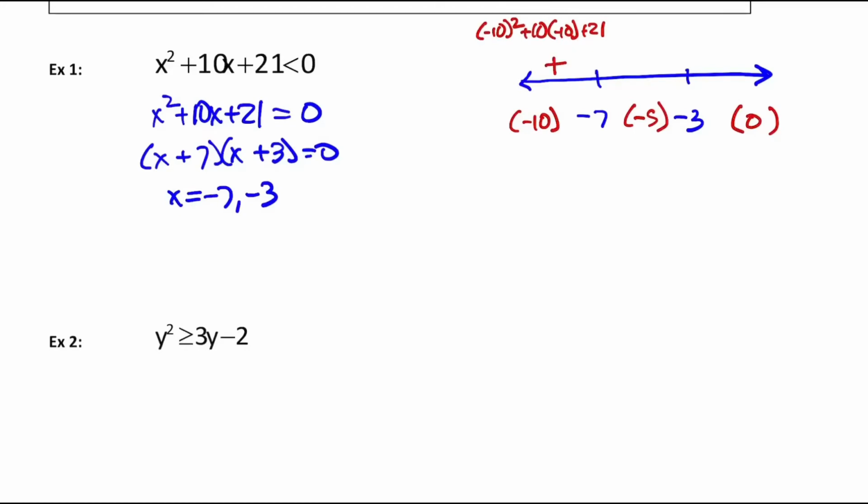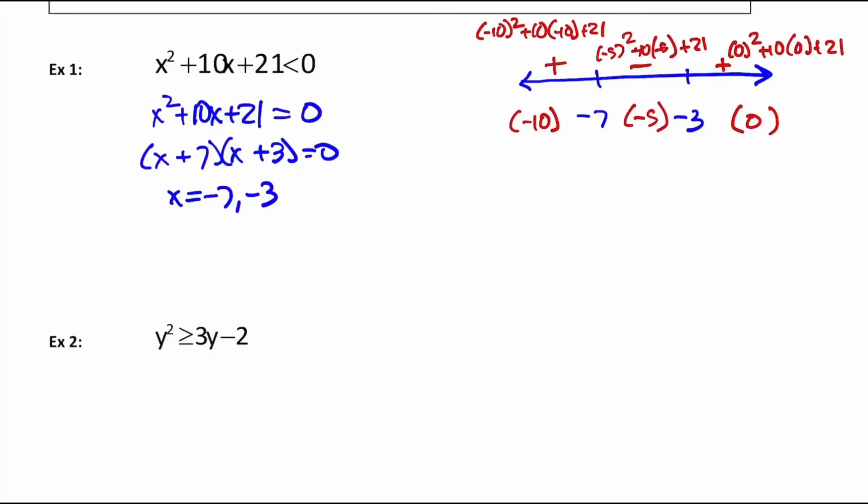Negative 5. Okay, so I'm going to have negative 5 squared plus 10 times negative 5 plus 21. All right, well, this is going to give me 25 minus 50. So it's negative 25 plus 21. That's going to be negative. So this piece of the number line here is negative. And then over here, I'm going to test the 0. All right, so it's going to be 0 squared plus 10 times 0 plus 21. Well, 0 and 0 and 21, that's going to give me a positive. So this piece of the number line is positive.